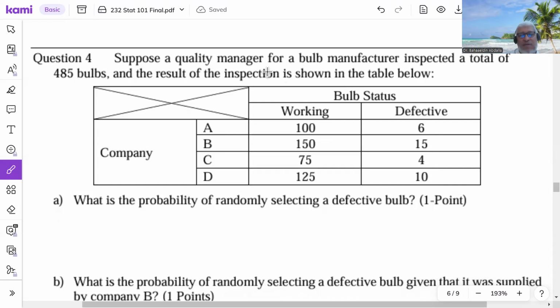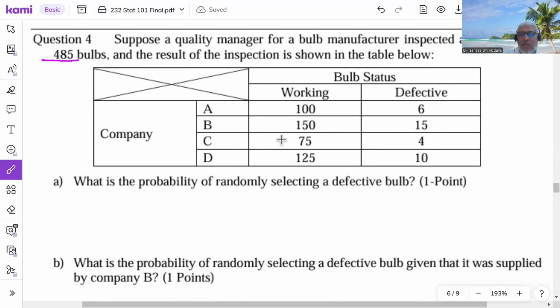Suppose a quality manager for a bulb manufacturer inspected a total of 485 bulbs. So the total number of all of these bulbs is 485, and the result is shown. Okay, we have working bulbs, we have defective bulbs, and we have 4 companies. What is the question? What's the probability of randomly selecting a defective bulb? So select 1 bulb at random. What is the probability that the bulb is defective?